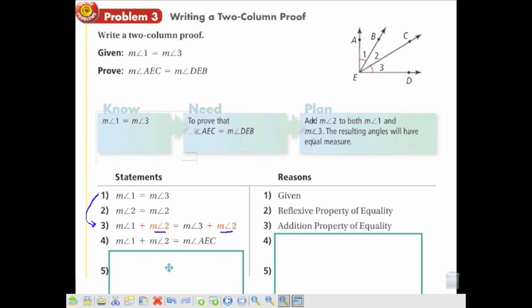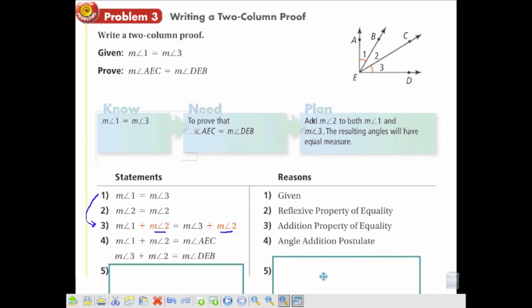Well, the next thing we want to do is recognize that angle 1 and angle 2 are going to give us one of the angles we're looking for, AEC. And also angles 2 and 3 are going to give us another angle we're looking for, BED. And that's the angle addition postulate. That was something we had in the first chapter. So we're going to have to remember some of these names. Or if you don't remember the names, sometimes you can just say what the postulate is about.